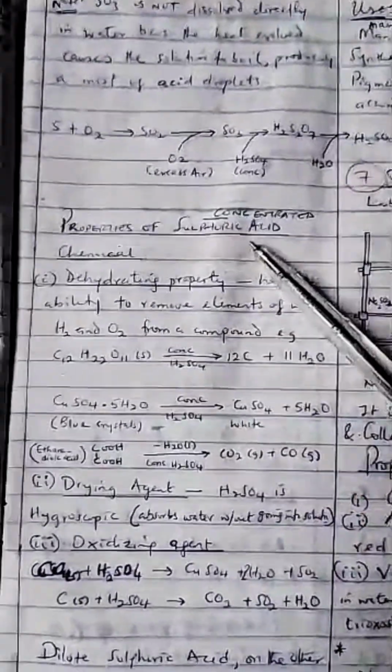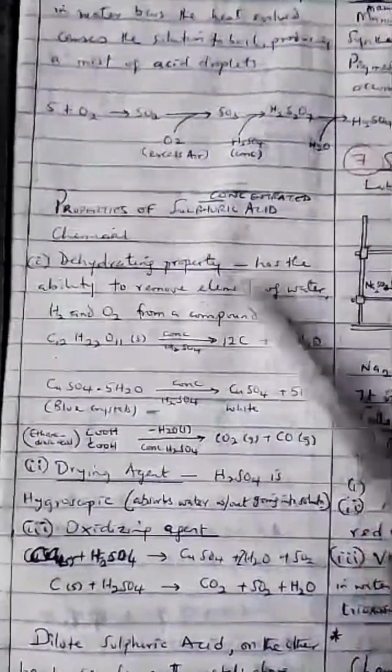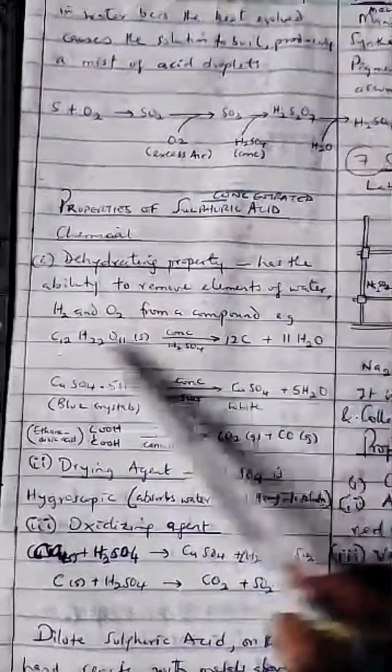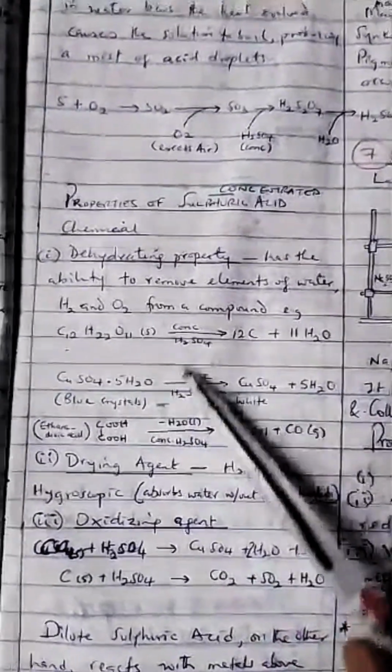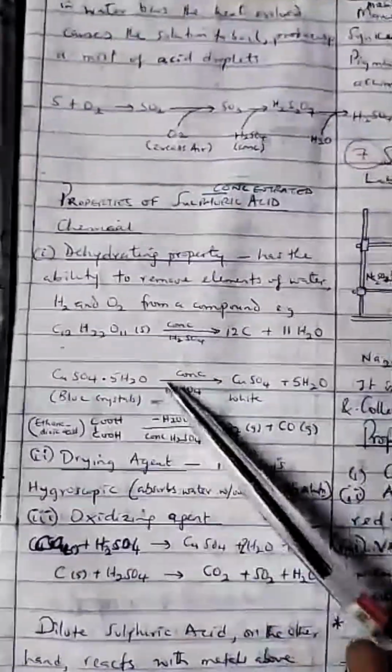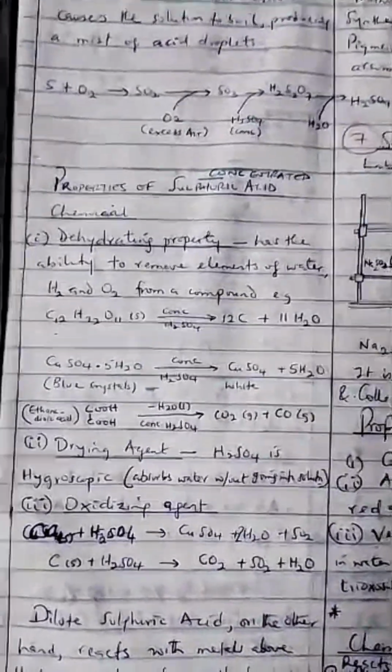The properties of sulfuric acid: concentrated sulfuric acid has a strong dehydrating property. It has the ability to remove elements of water, hydrogen and oxygen, from a compound. So of course, concentrated sulfuric acid is well known to be a dehydrating agent.